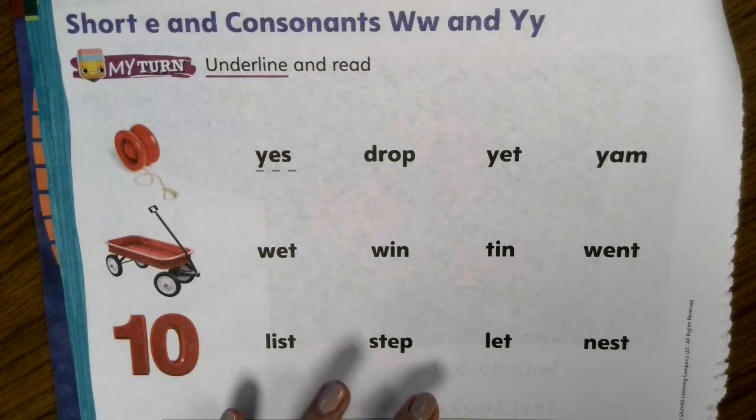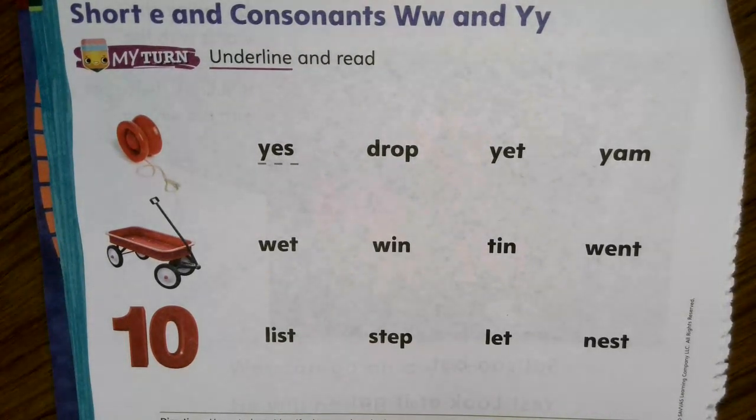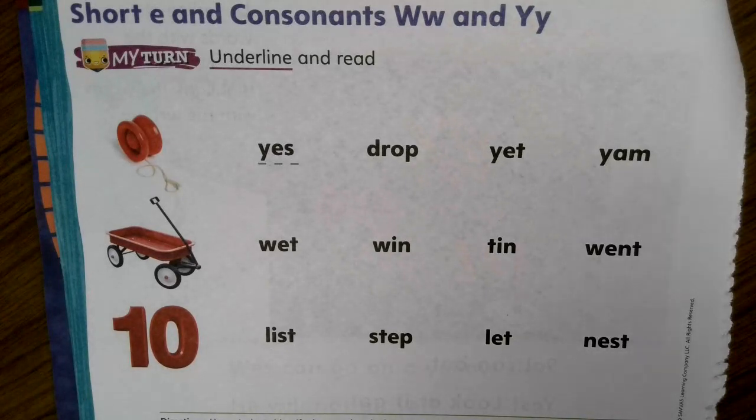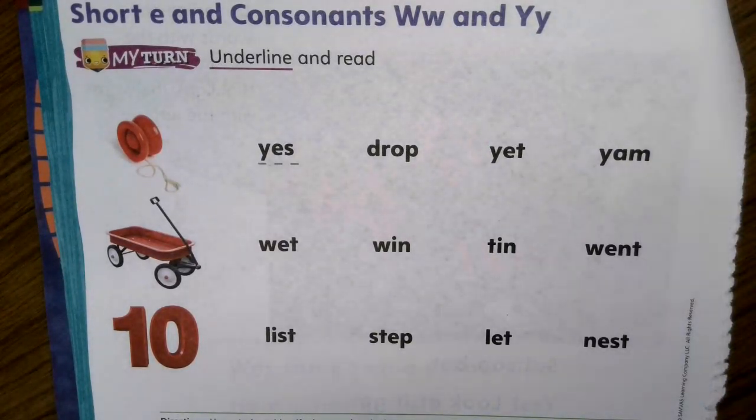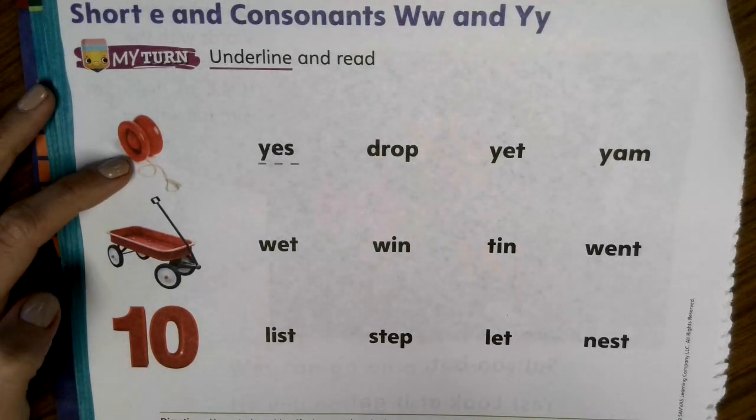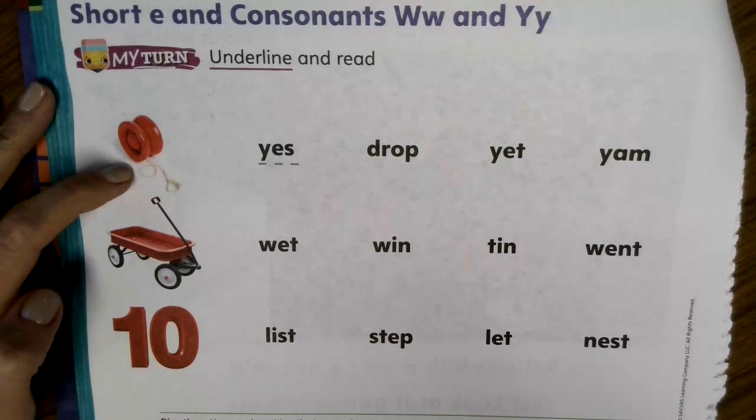Today we're going to be working on page 178 and 179 in your reading book. We're going to be talking about the short E and the W and the Y today. We've been talking about this week how the short E makes the eh sound. I know now that the W makes the w sound and my Y makes the y sound. So what we're going to be doing in our first page, we're going to be looking at this yo-yo.